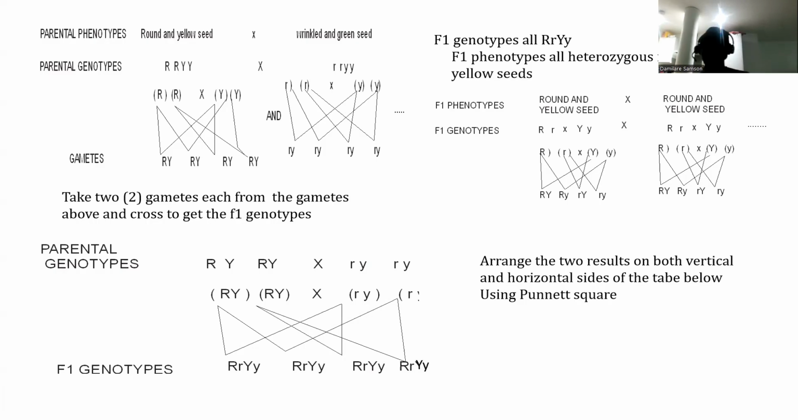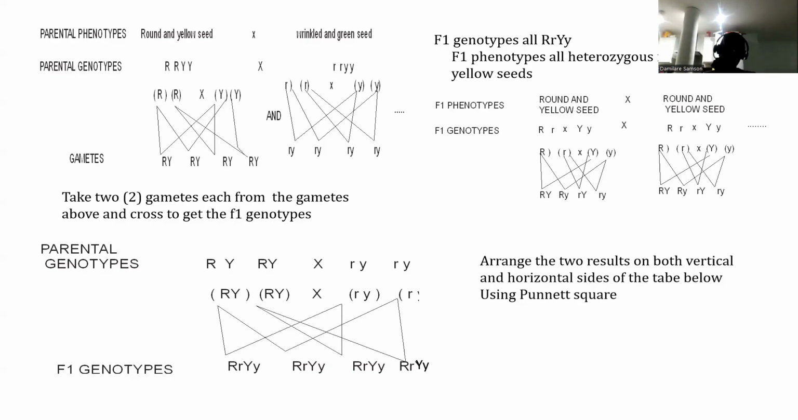I think that is understandable. Now we go to the next one. Remember, how do we get the F2 generation? The F2 generation is gotten from what? The crossing between two F1 generation. The crossing between two F1 generation will always give you your F2 generation.